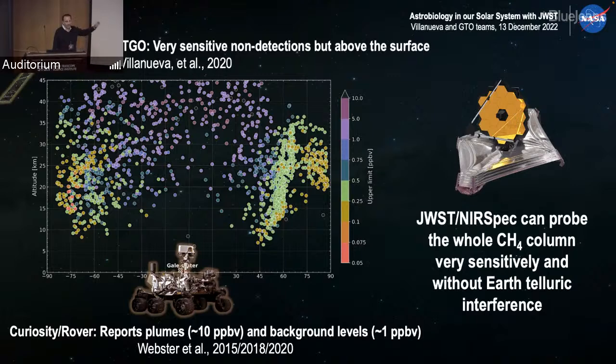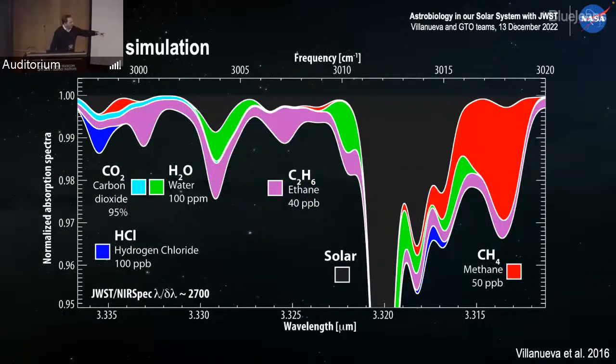That's why JWST provides a new way to do things that you cannot do from orbit or from the ground. And what do we expect? This is another simulation. You may get a very bright feature there, the red feature. You can also look for other organics. This spectrum is a true simulation that you can do. You can actually identify all these features. The challenge is you need to be super bright because the solar feature is also very bright.